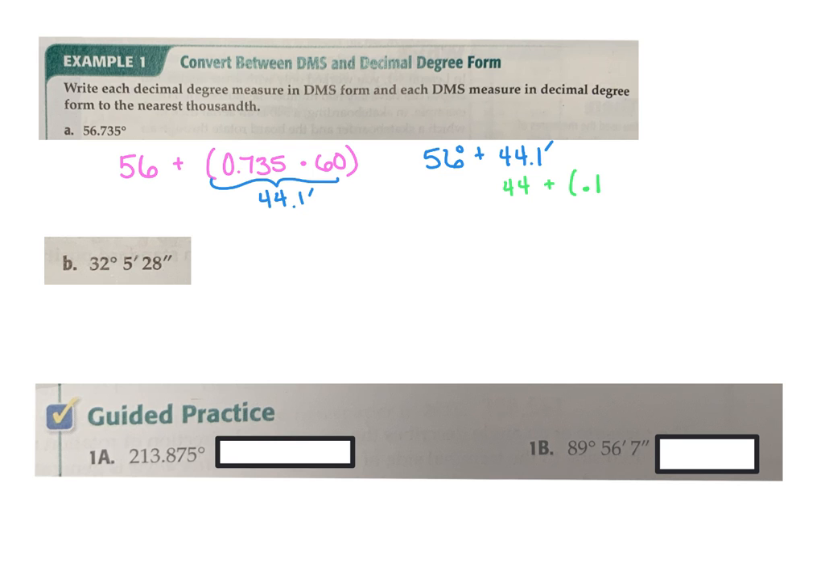Well, how many seconds are in a minute? 60 as well. So we're going to multiply that by 60 as well. And when we multiply that by 60, you're going to get 6. So that becomes my seconds. And so to convert this to degrees, minutes, seconds, it would be 56 degrees, 44 minutes, 6 seconds.